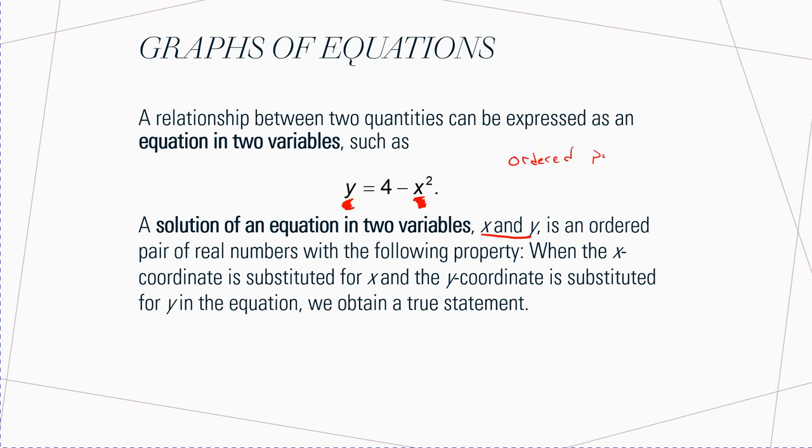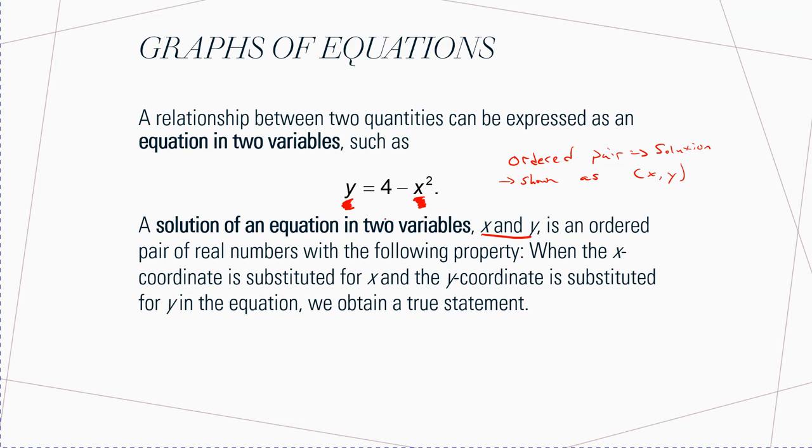So I was kind of hinting at that. An ordered pair is a solution, and it's shown as x comma y. What happens here is when the x coordinate is substituted in for x in the equation and the y coordinate is substituted in for y, we obtain a true statement. Let me give you an example here.